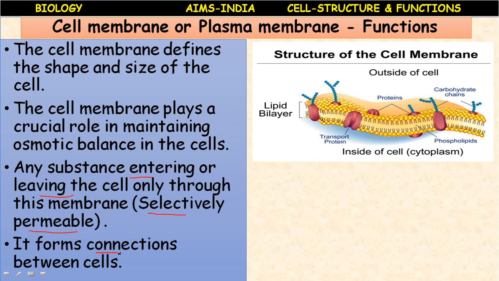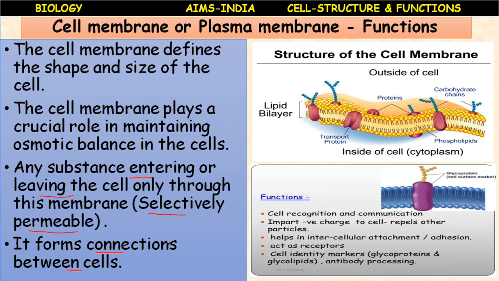It forms the connection between the cells. So this is the structure once again. It is made up of proteins and lipids. The proteins act like receptors, and there is a bilayered lipid membrane. These lipids are phospholipids, and it also contains a chain of carbohydrates on the surface of these proteins. A chain of carbohydrates are also present.